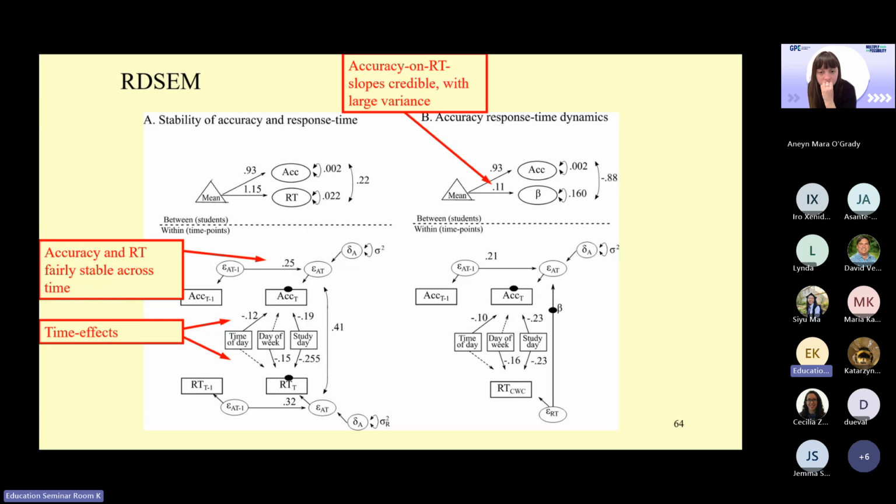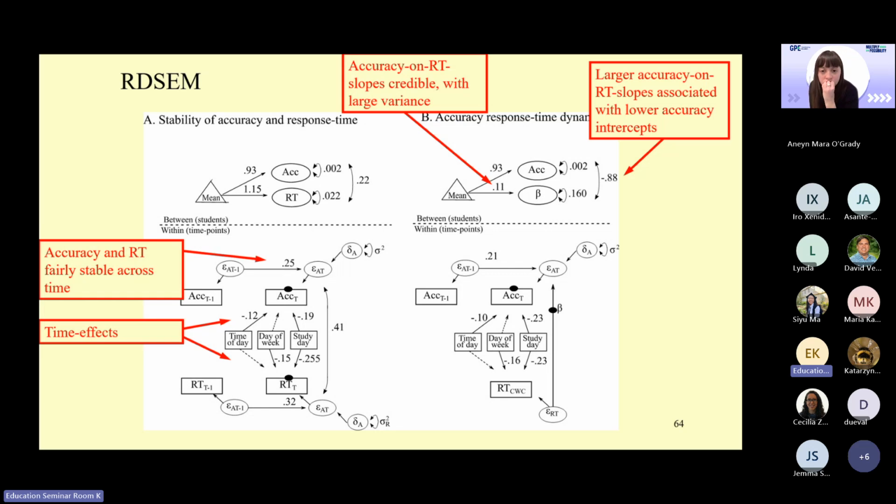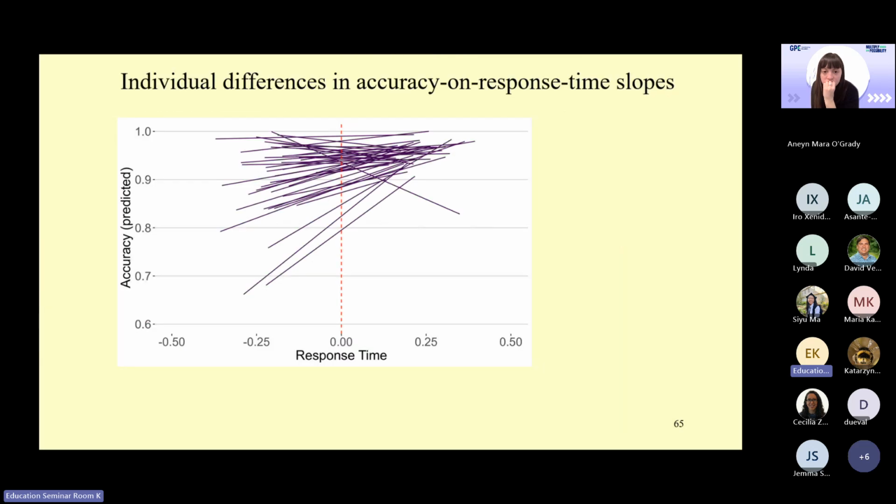And then we included an accuracy or response time slope. And this is a credible effect with a large variance. To explicate what this effect means, we looked at how response time predicts accuracy over time. And we see that larger accuracy and response time slopes were associated with lower accuracy intercepts. What does this mean? Let's draw a picture of that instead.